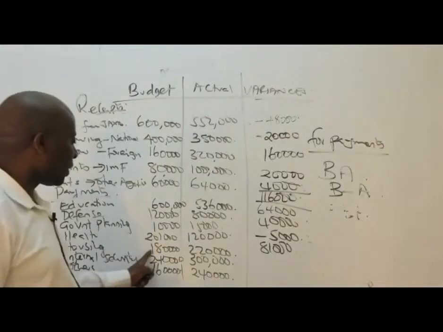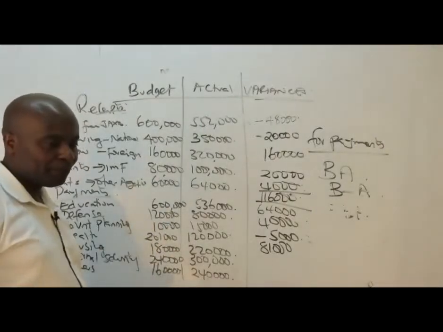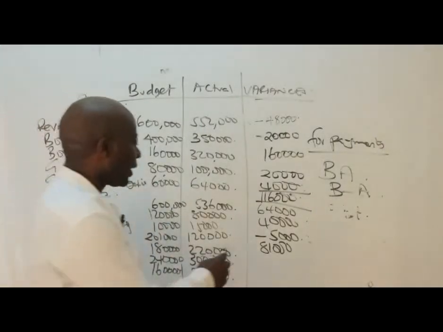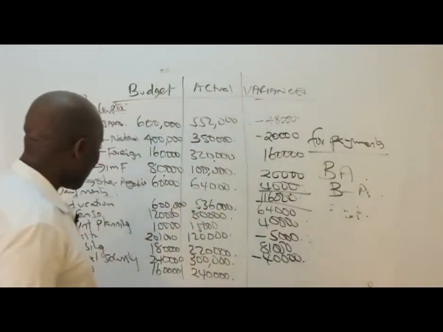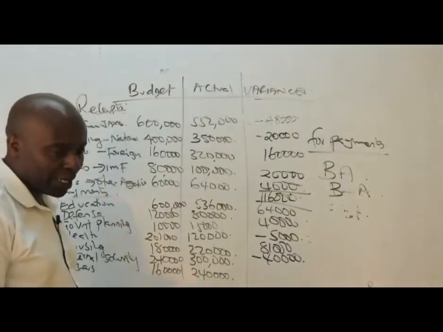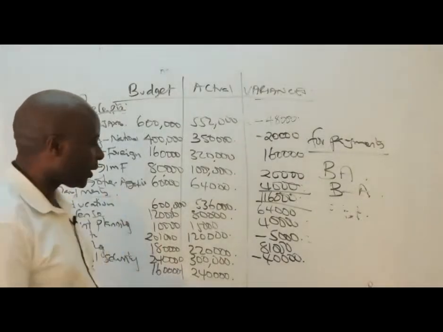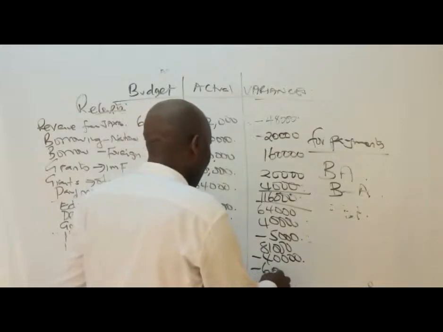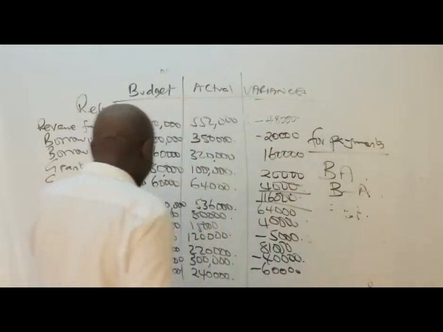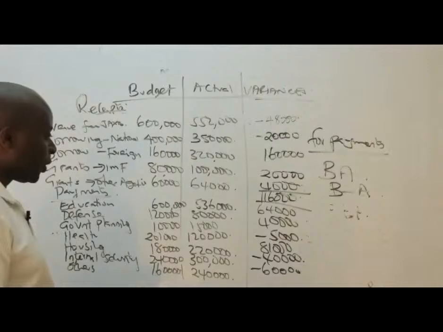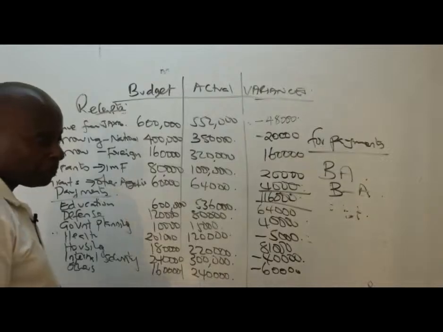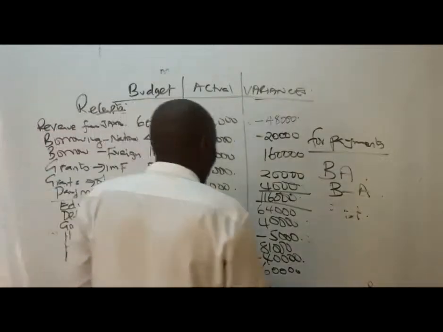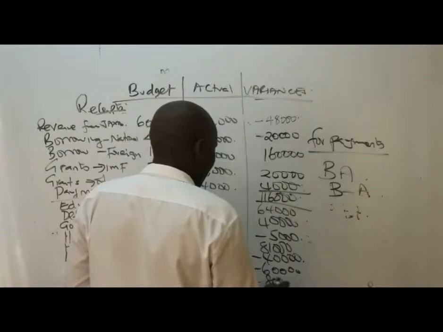How about housing? It will be minus something. So minus 40,000. Go to the next one. Internal security, what do we have there? Minus 60,000. And then you go to the last one. 160,000 minus 240,000 will end up giving us what figure, somebody there? Minus 80,000. So please give me the final total here for the payments.